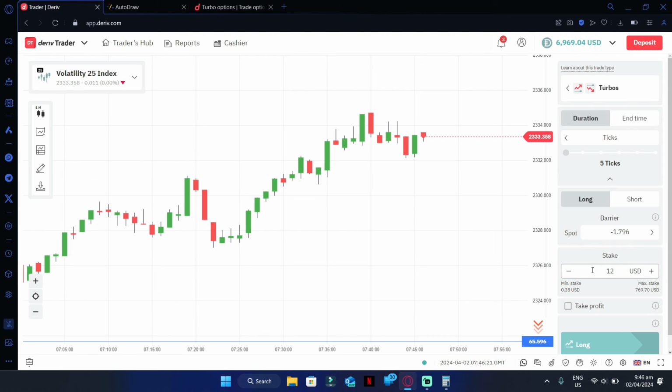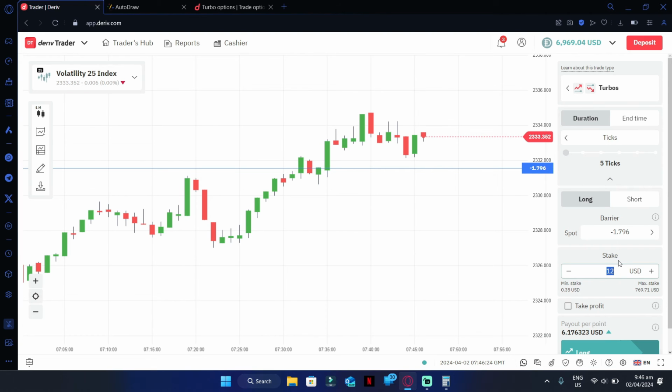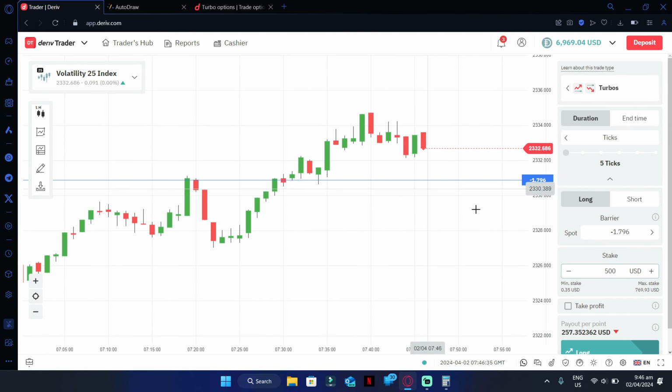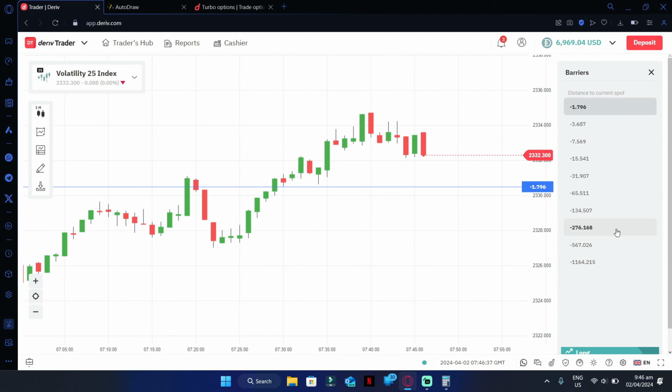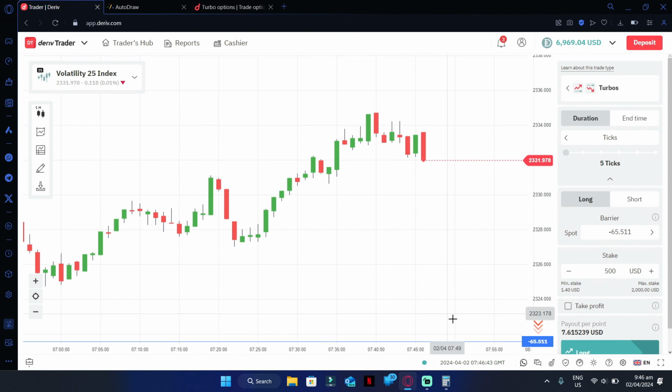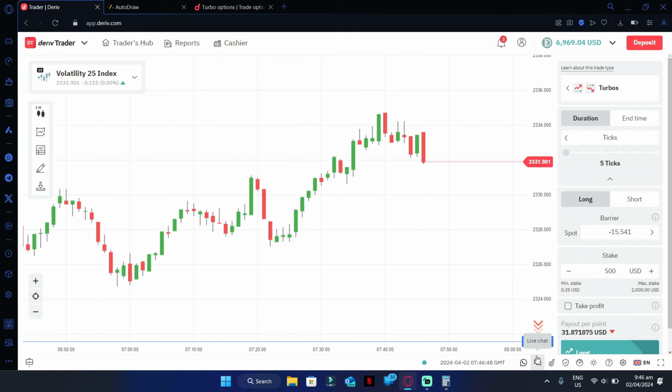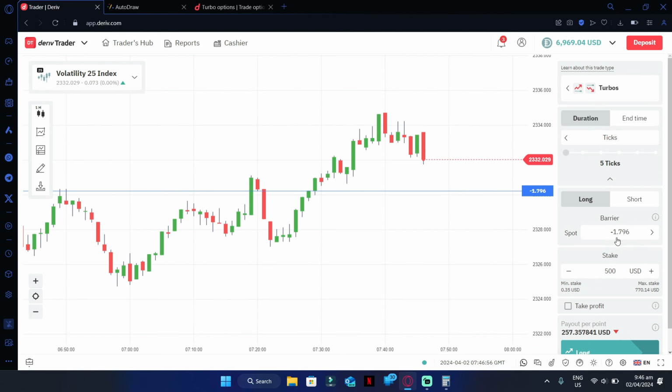Then all I need to do is choose the amount I'm willing to stake. The maximum I can stake is 769. Maybe I'll enter $500. Then the barrier. Remember, you can change where you want the barrier to be. Click on this spot so you can choose. For example, if I choose minus 65, here is the blue line. If I choose 15, here is the blue line. Now I chose 0.17966. This is the barrier.